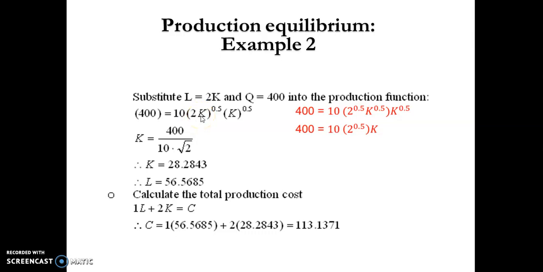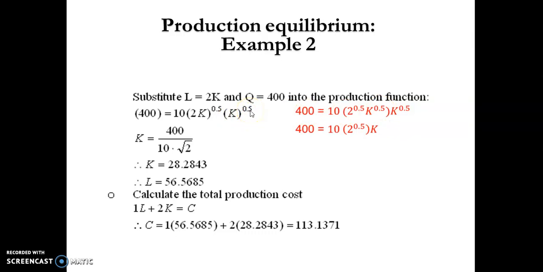So now you need to be careful with your math, your simplification. So remember, if something is raised to a power and it's in brackets, both the 2 needs to be taken to the power of a half, and the k must be raised to the power of a half. So therefore, on the right hand side, let me expand the steps quickly. We have 400 on the left hand side, and then on the right hand side you have 10, but now 2 is also raised to the power half, and k is raised to the power half, times k to the power of a half.